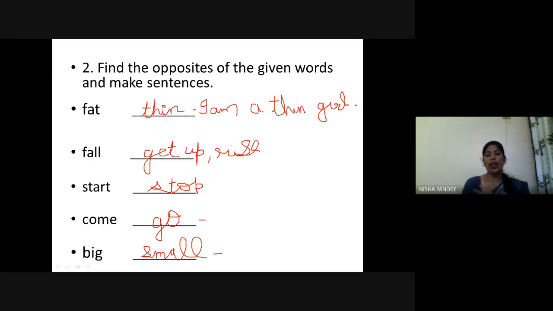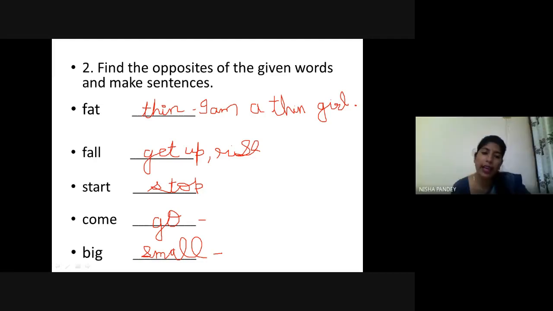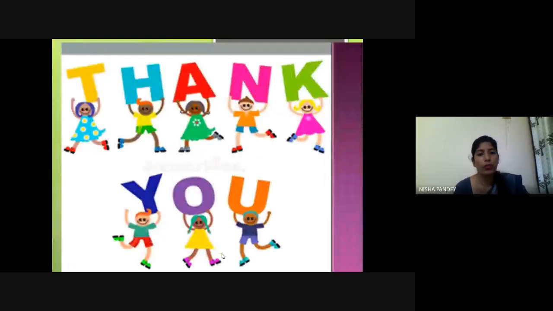Anything, like Mina is a small bird. We have already done these sentences. So it's up to you, children, whatever you wish, any beautiful sentence that you feel is simple or interesting. Ant is a small animal. Anything, right? Very good. So this was today's class, children. Do you have any questions?